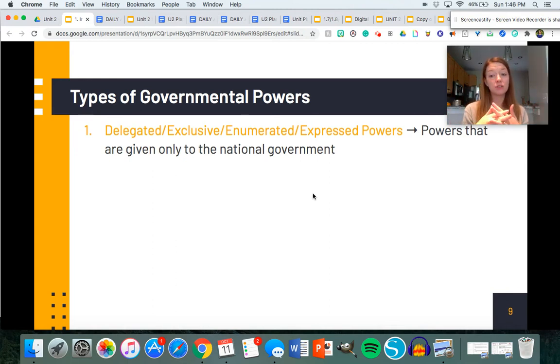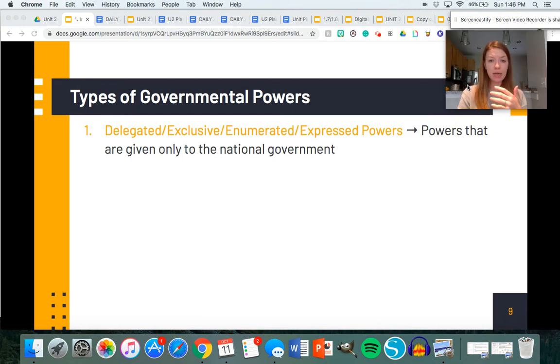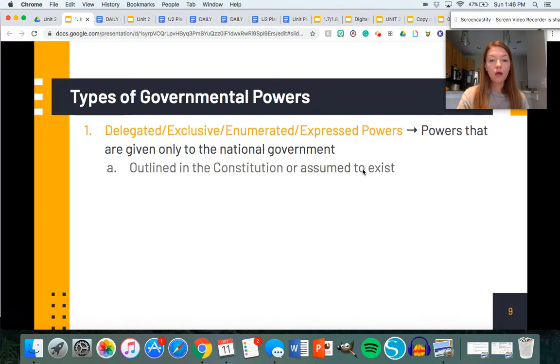So please know that these are synonyms for one another. But these are, the delegated, exclusive, enumerated, expressed, those all mean kind of the same thing. But really, these are powers that are only given to the national government. And these are outlined in the Constitution. We see that as being like the enumerated or expressed version of these words, or they are maybe assumed to exist, like the necessary and proper clause.